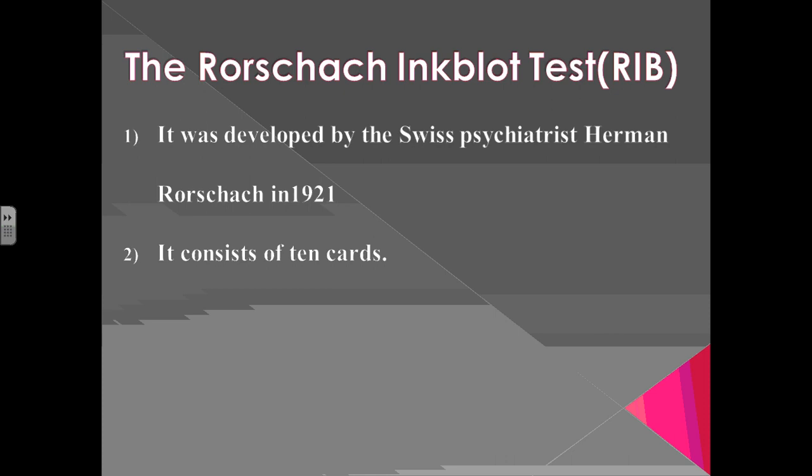The test material consists of 10 bilaterally symmetrical inkblots on 10 separate cards of 11 by 9 inches. Five of the inkblots are black and grey, some are red, black and grey, and others are multicolored. The test inkblots are completely unstructured. The shape of the blots does not have any specific meaning.